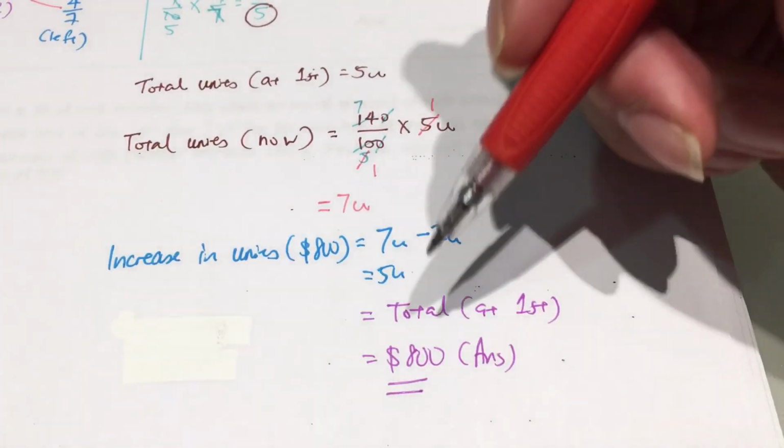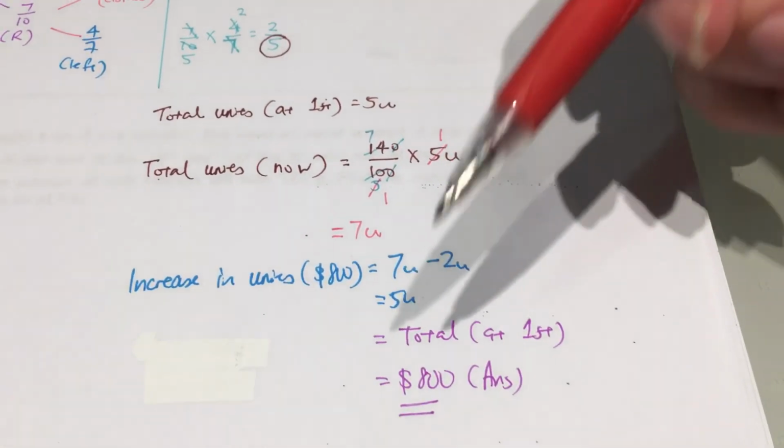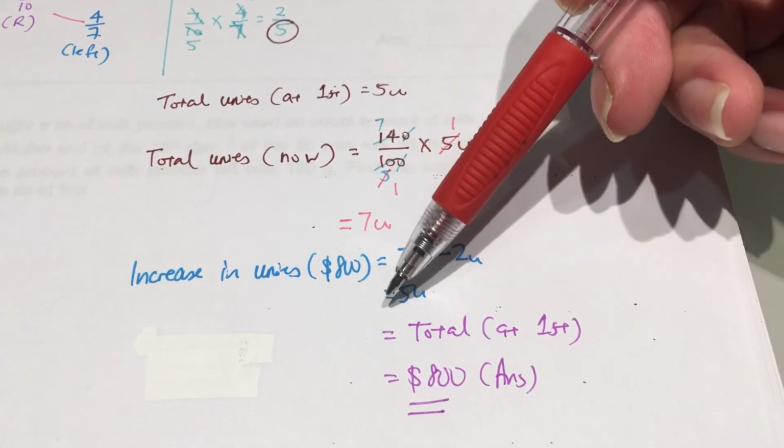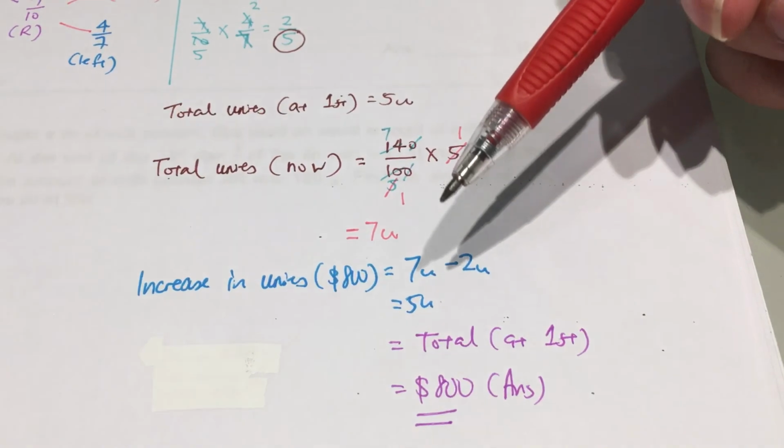Of course, if you want to do some extra work, you just find 1u, which is 800 divided by 5, then you times 5 again, which will basically give you the same thing.